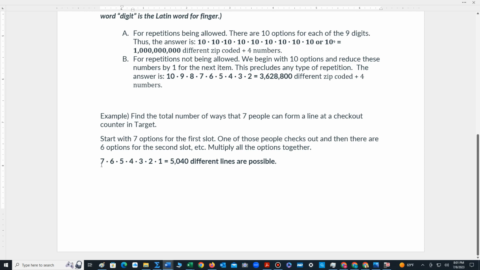So we cannot use that person for the next position. So when we go to the next position, there's 6 options. One of those 6 will be assigned there. Then we have 5 options, then 4, then 3, then 2, then 1. And we multiply this out, and that's going to give us the answer of 5,040 different lines that can be formed.